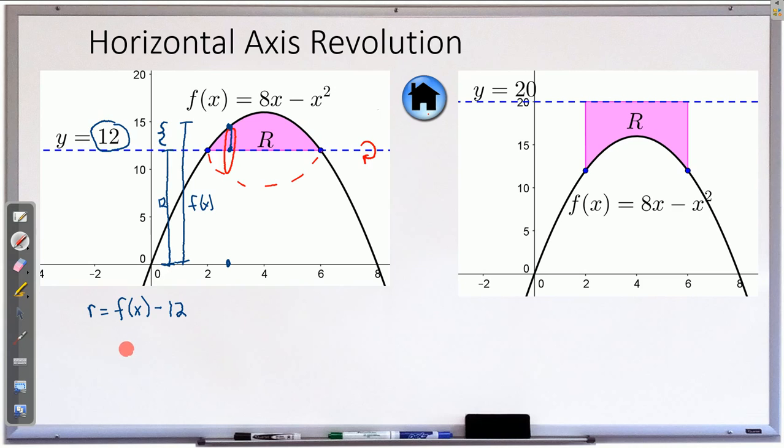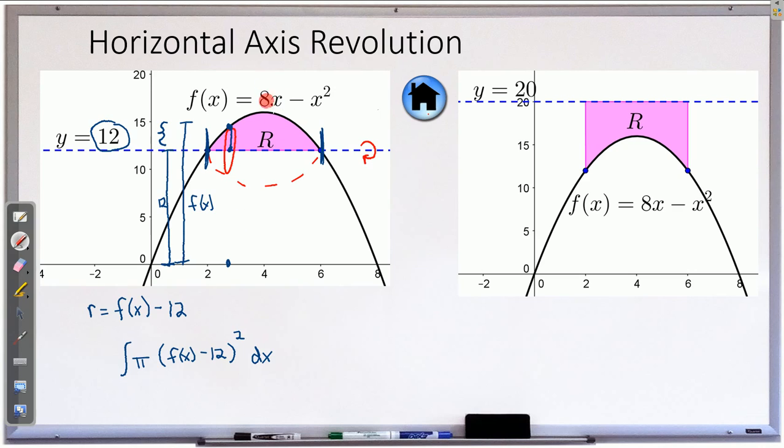So now we can simply do our integral of pi times the radius squared dx. So that will be f of x minus 12. Now from where to where for the units? Well, the region starts here and ends here. So where are we starting? It looks like 2. Let's make sure that's actually correct.